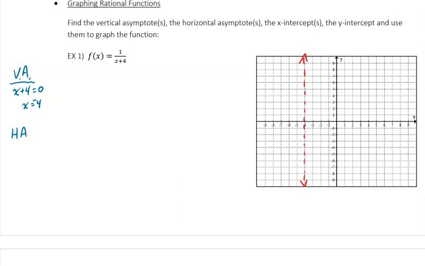Next up, our horizontal asymptote. The degree on top is 0. The degree on bottom is 1. So the degree on bottom is bigger, which means y equals 0 is automatically going to be our horizontal asymptote. So we are going to also put that on our graph like so.